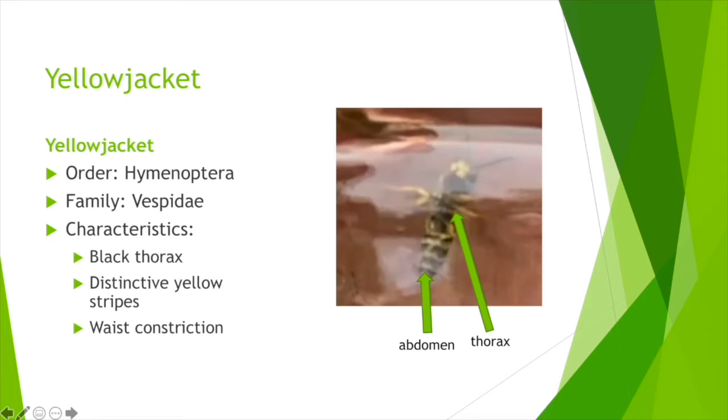Many different members of Hymenoptera have black and yellow coloring. However, we can tell this is a yellow jacket for a few reasons. We can see that it has a black, unstriped thorax and a very distinctive color pattern on the abdomen. Additionally, its waist is constricted, which is a characteristic of wasps.